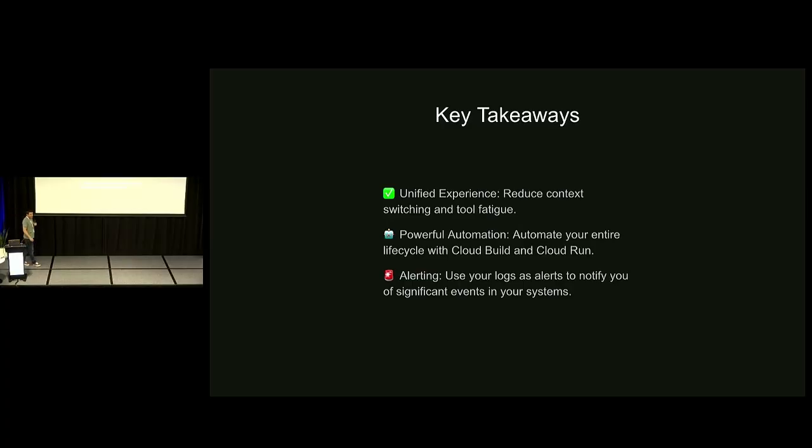Finally, if you can take three things away from this talk: you can reduce your context switching and fatigue by using the tools that you already have inside Google. You can automate your entire application lifecycle with Cloud Run, Cloud Build, and all your logging tools and alerting. And use your logs to notify you of significant events in your system, for example, a new user has registered or someone has made a payment.